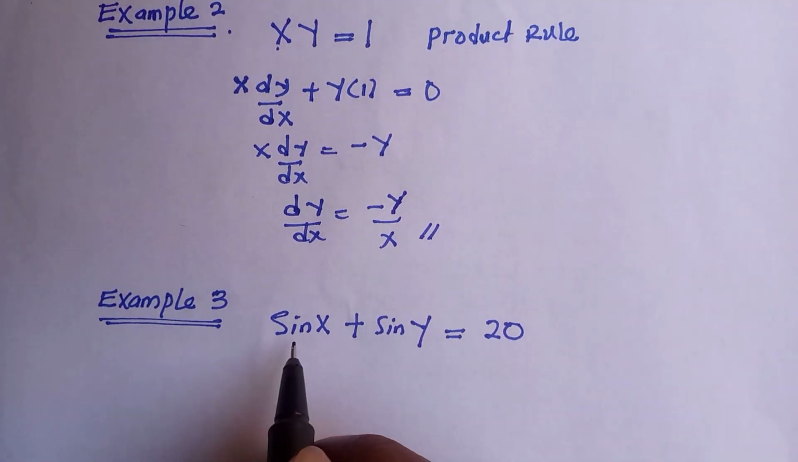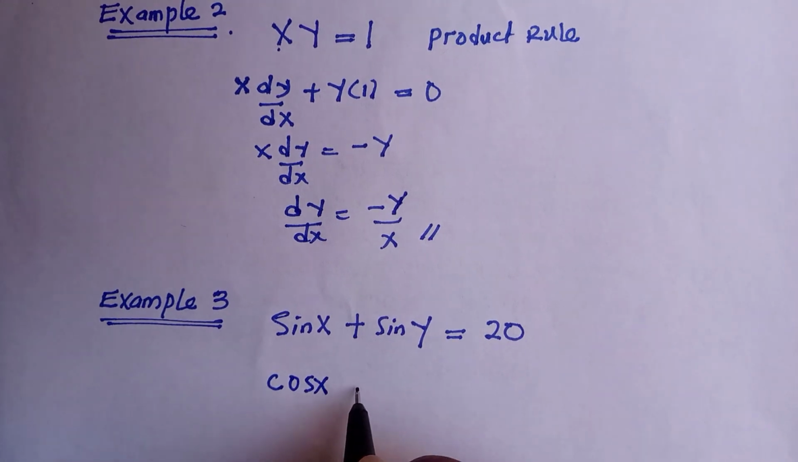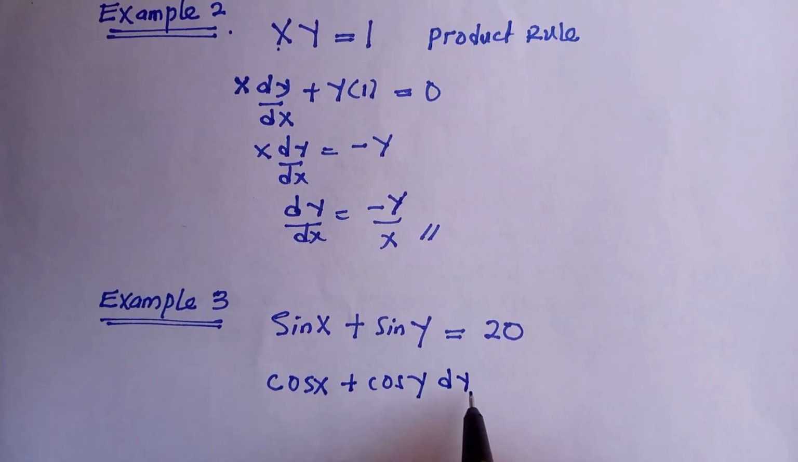Okay, let's see example number 3. We have sine x plus sine y equals d. By differentiating sine x, we have cos x, and if we differentiate sine y, we have cos y dy/dx.